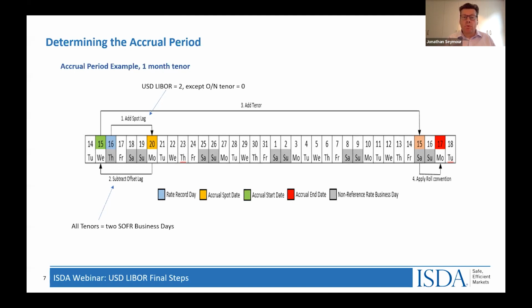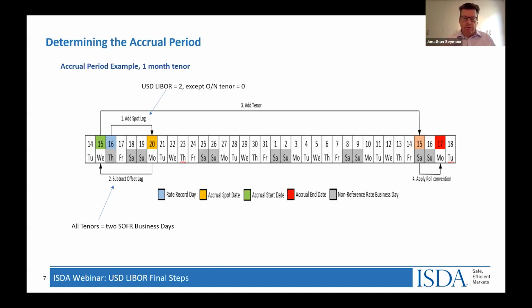So we simply move forward 1 month to the 15th the following month. That happens to land on a non-business day, a Saturday. So applying the modified following convention, we move forward to the following business day, which is the Monday in red. That's the accrual end date. So the SOFR rates for all of those dates, excluding the accrual end date, are used in the compounding.